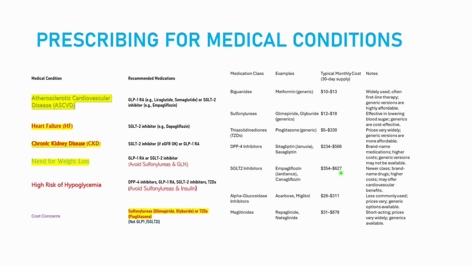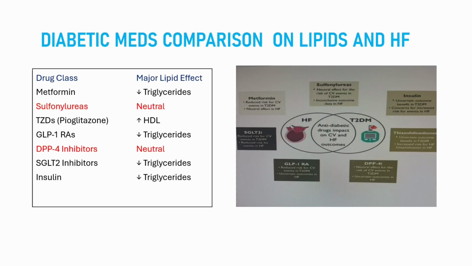Then ASCVD, CKD, all these are very good drugs in those conditions. Then the other ones we rarely use. So that is a summary of how we can use the medications in different conditions. Next, we are going to talk about how the diabetic medications act on lipids and also help in heart failure.